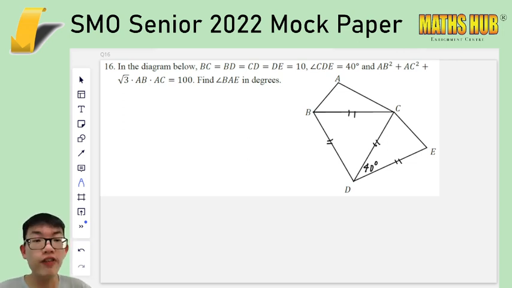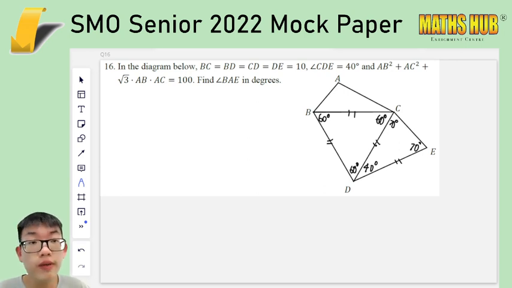Now we can fill in a lot of angles because we have an equilateral triangle here, so these are all 60 degrees. These would be 70 because of the isosceles triangle. It's just that we can't really get BAE. BAE doesn't seem to have much to do with anything at this point in time. So we have to use that strange looking condition to do with AB and AC.